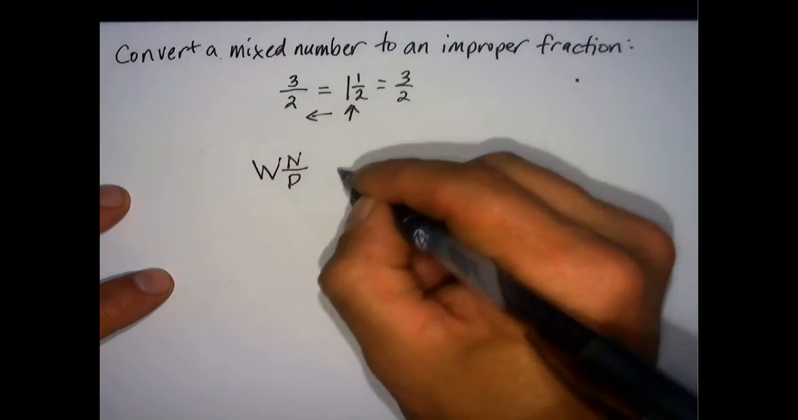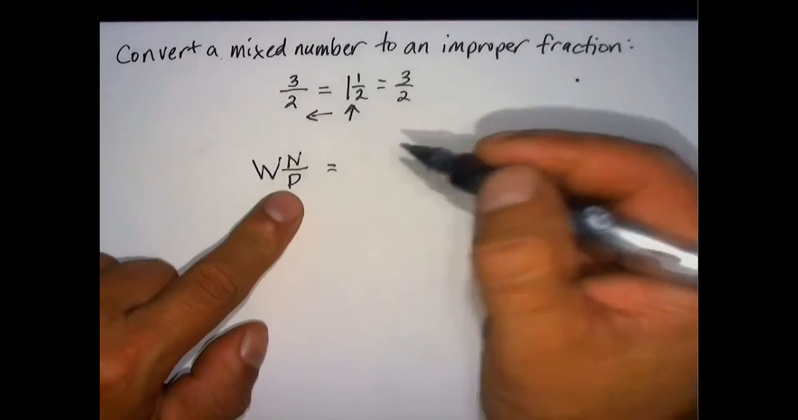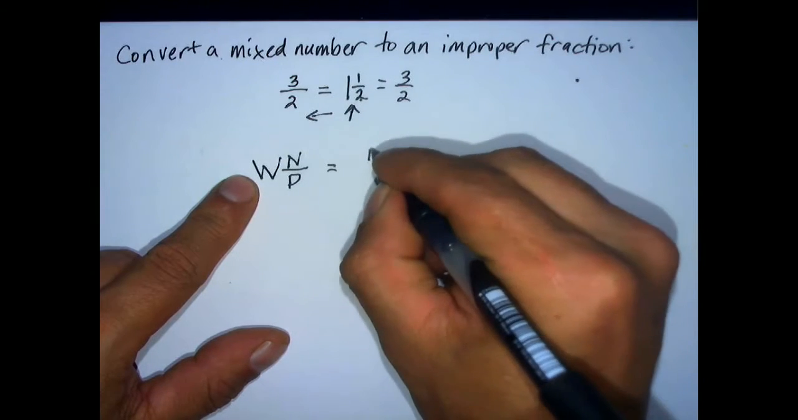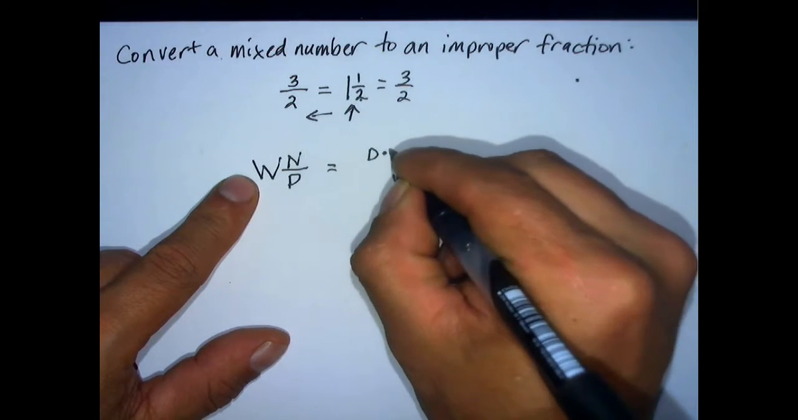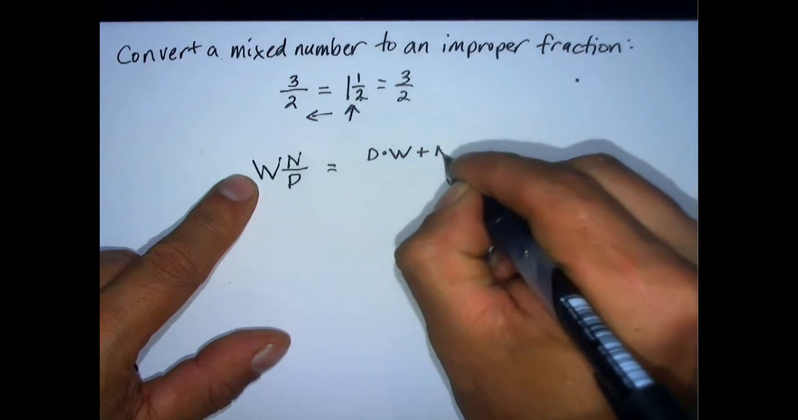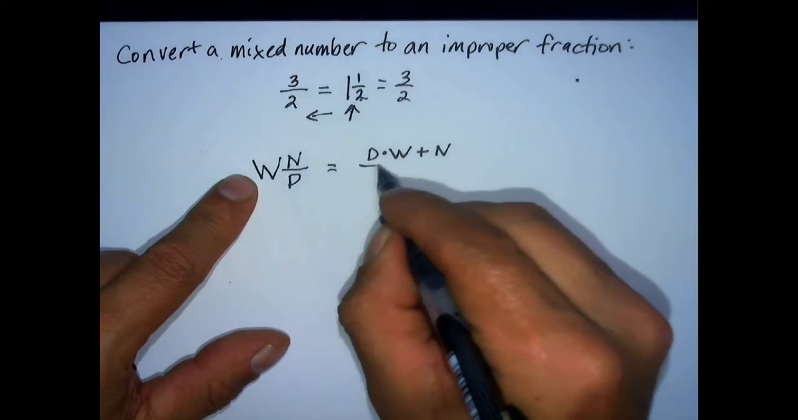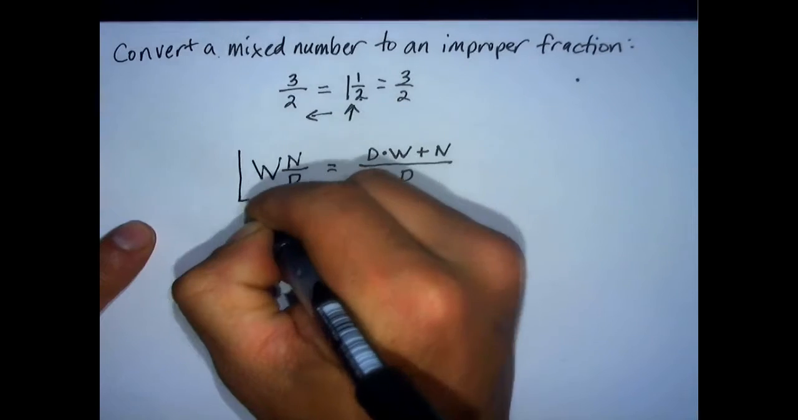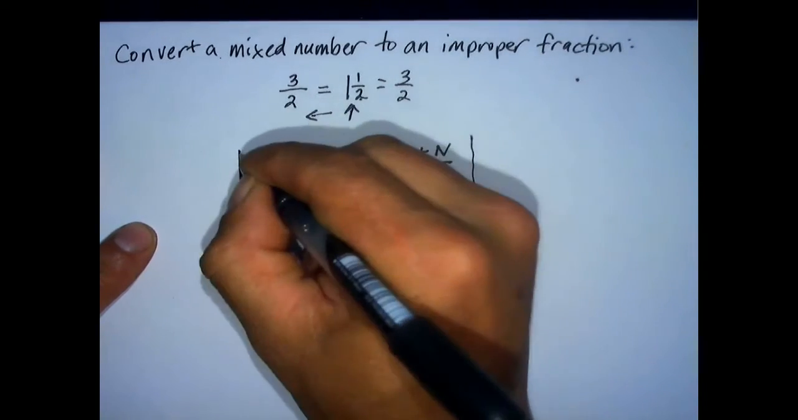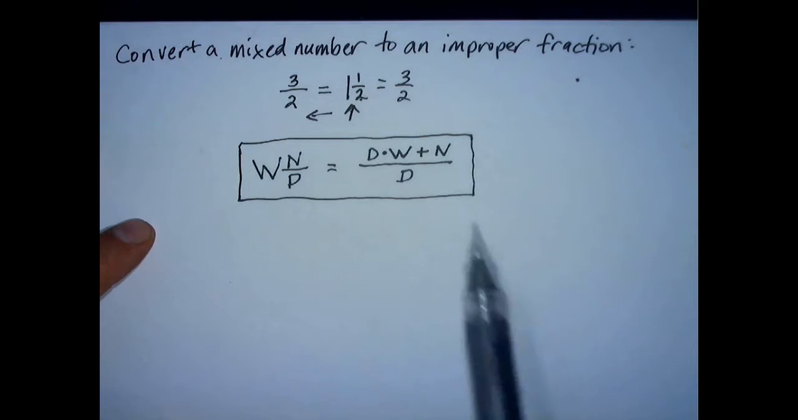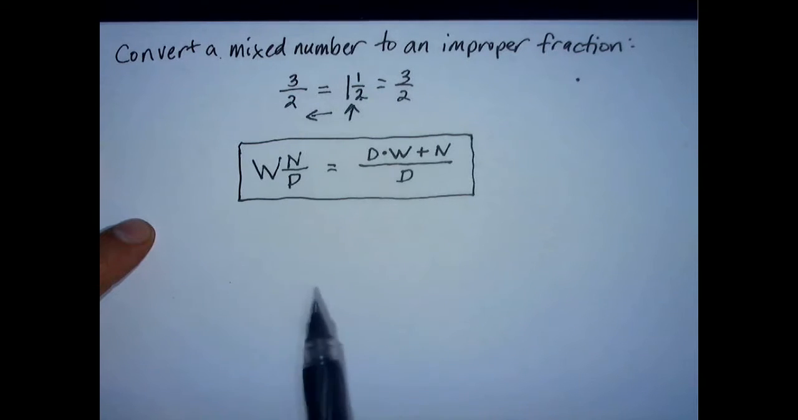The formula here is we take the denominator and multiply it by the whole number. And then we add the numerator. And the denominator will stay the same. So that's our little formula for that. Not too bad. It looks tricky, but the denominator is always going to be the same.